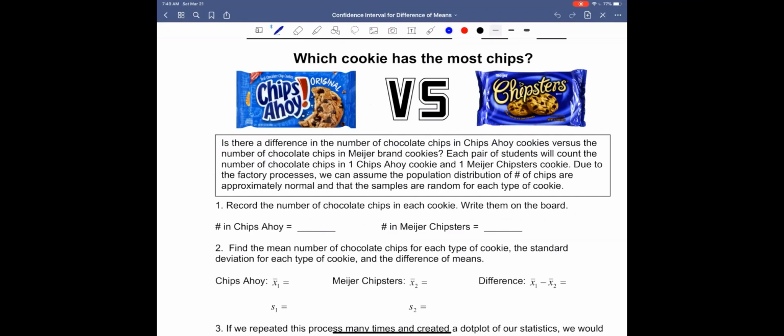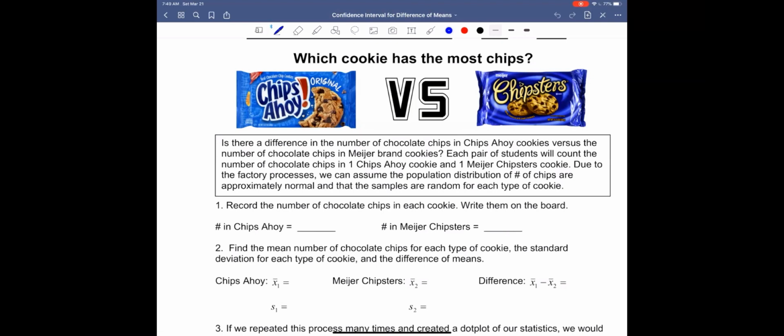In this activity, we're going to try and find out which cookie has the most chips. So we're going to be comparing Chips Ahoy brand chocolate chip cookies versus Meijer Chipsters chocolate chip cookies. Meijer is the local grocery store here in Grand Rapids, Michigan, but you could use whatever store brand chocolate chip cookies are closest to you.